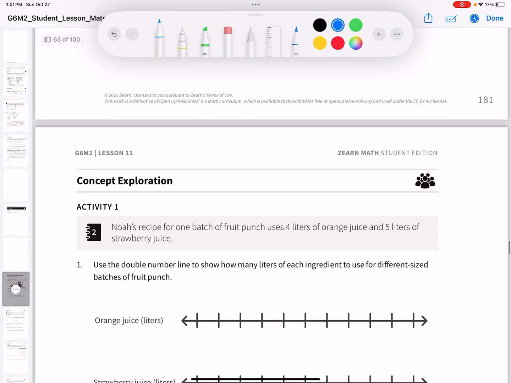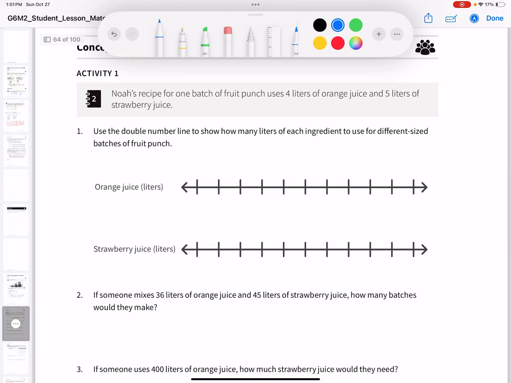Now, activity 1. Noah's recipe for 1 batch of fruit punch uses 4 liters of orange juice and 5 liters of strawberry juice. So we've got fruit punch again. Use the double number line to show how many liters of each ingredient to use for different sized batches of fruit punch. All right, so initially there's 0 liters of orange juice, 0 liters of strawberry juice. If we're doing 1 batch, that'll get us 4 liters of orange juice and 5 liters of strawberry juice. If we're doing 2 batches, that will get us 8 and 10.